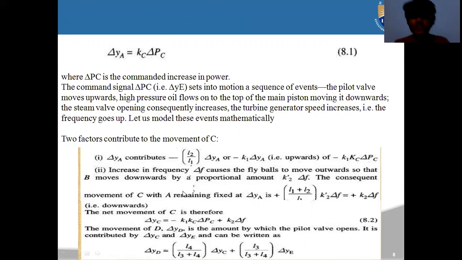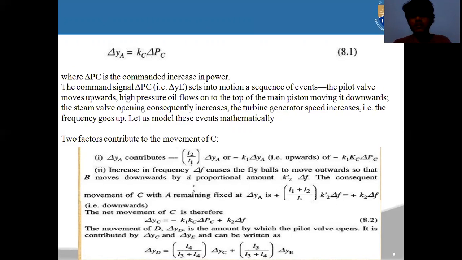Next one is the increase in frequency, that is delta F, which causes the flyballs to move outwards, so the point B moves downwards by a proportional amount K2 delta F. The consequent movement of C with delta Ya remaining fixed is L1 plus L2 by L2 and K2 dash into delta F equals plus K2 delta F, that is downwards. The net movement of C therefore is given as delta Yc equals minus K1 Kc delta Pc plus K2 delta F. Let us put it as an equation.